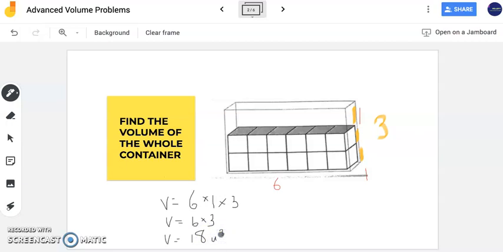Now notice it was asking us for the volume, but the picture did not give us any length, width, or height. We had to take a closer look at the picture and determine what the length, the width, and the height were. Once you can determine that, then you can find the volume. So this is a 2-step process. The length, the width, and the height weren't immediately given to you. You had to take a moment and think about how you can find them.